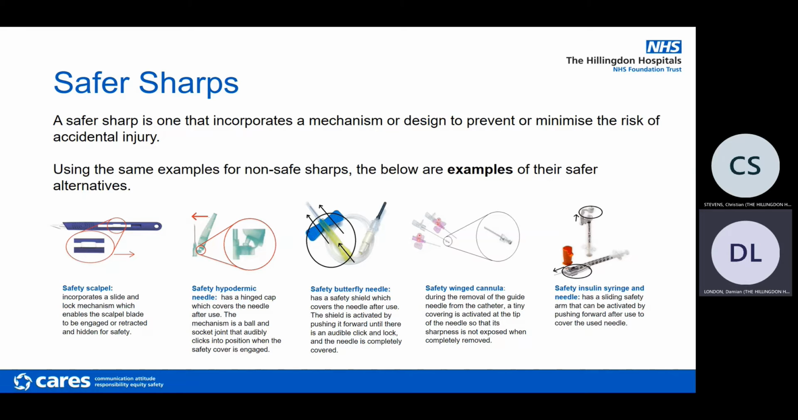And then finally, you have an example of a safety insulin syringe. What this one has is an arm at the side. Once the needle is used, you use your thumb to slide the arm forward or upward, and then you're left with something like this, where the tip of the needle again is covered. So all of these demonstrate specifically engineered elements to make sure that they are safe after use.